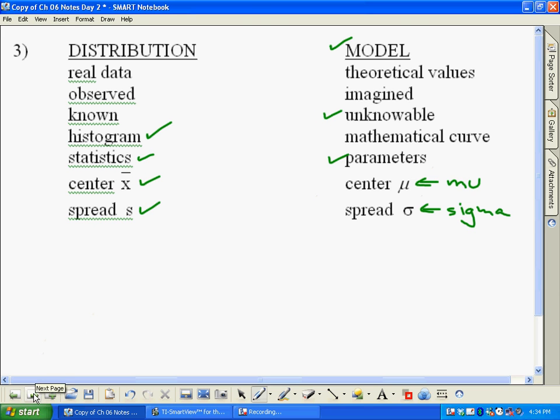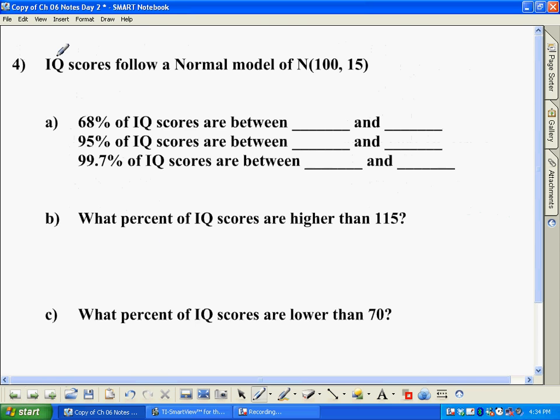So let me show you how this would work with actual numbers. Take, for instance, IQ scores. If you went to a website and found out about IQ scores, they would tell you that it has a mean of 100, this is the mean right here, and a standard deviation of 15. Once again, we can write that as a shortcut: normal is a capital N, so we say N, with this as our mu and this as our sigma.